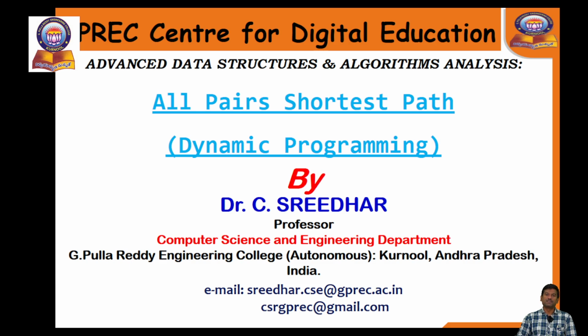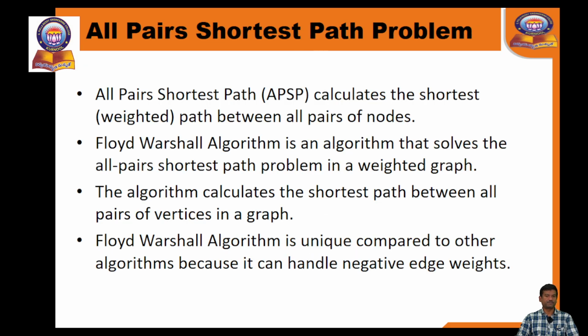So what is the all pairs shortest path problem, and what is the algorithm related to it? Basically the Floyd-Warshall algorithm is used, and we shall discuss in detail the algorithm, the problem of all pairs shortest path, and an example related to it. All pairs shortest path calculates the shortest path between every pair of nodes that are present.